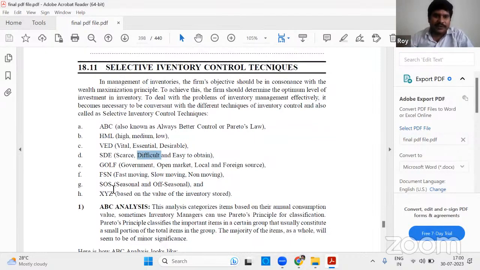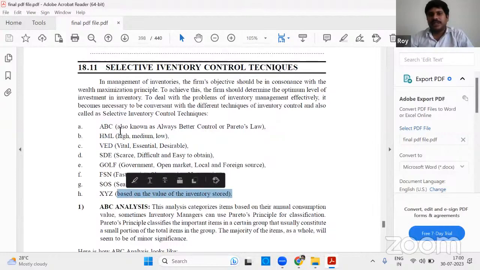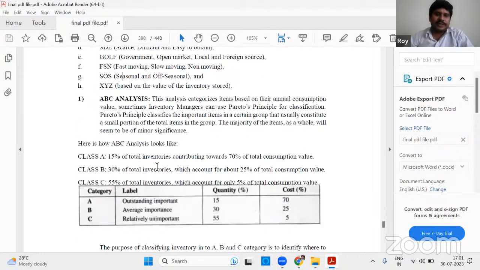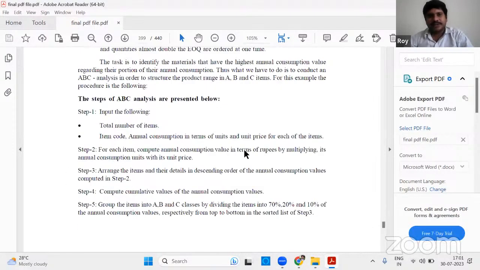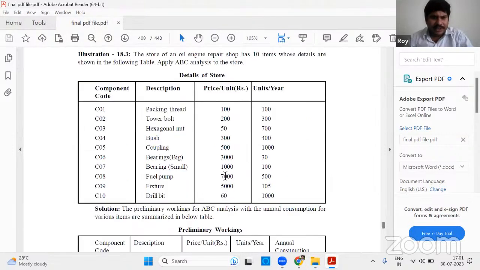Now seasonal and off-season, SOS. Based on that also inventory will be calculated. Right, based on the value of the inventory stored, it is also ABC analysis, like in Excel. You go through this, you will understand. Say this 15% of the inventory total cost. There are sums also in that. Just go through it, but it is very easy to calculate.